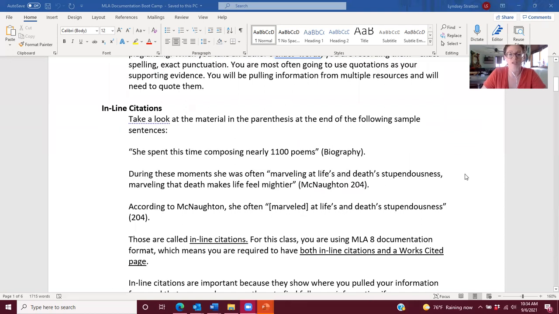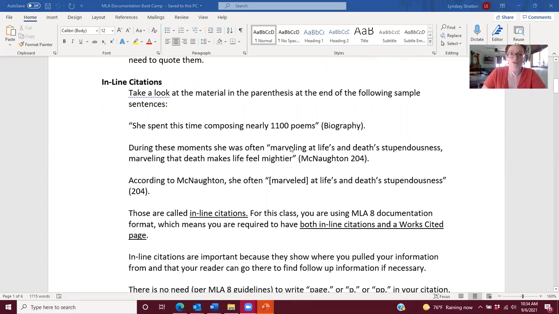Okay, so your inline citations means that it's quite literally in that line. Okay, this is different from your works cited page. So here's a few. These are parenthetical meaning that it is in parentheses. An in-text citation is right here, where it says, according to McNaughton, that is the author's last name with the page number in the parentheses. So that's both an in-text and a parenthetical.